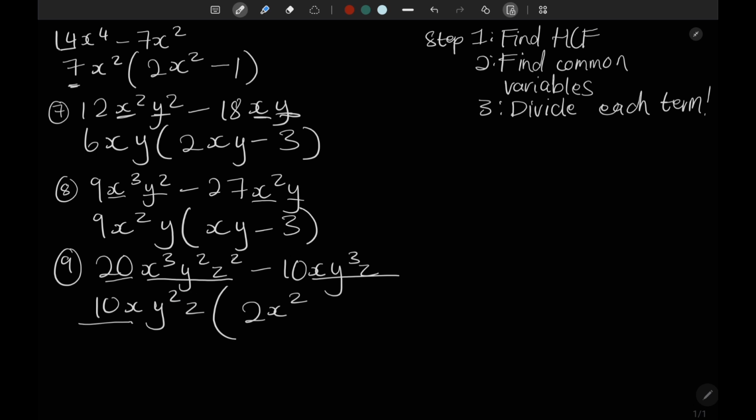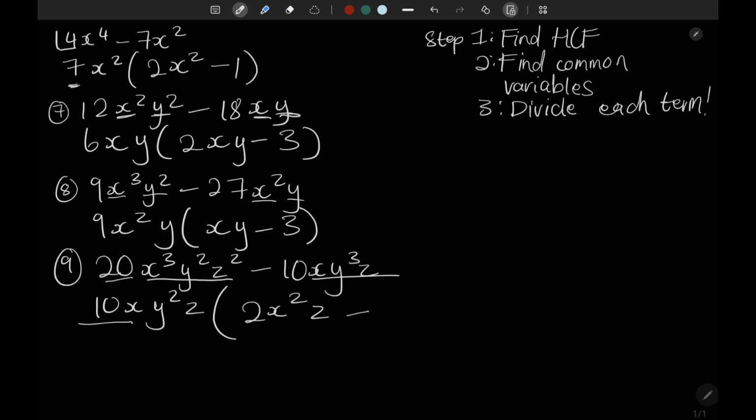Now let's go to our z. Z squared and z, 2 minus 1 is 1, so we have z here. Then negative 10 divided by 10 is minus 1. Let's just write down our minus.